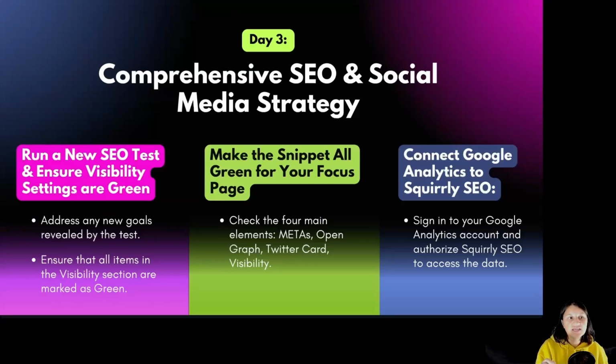Day 3 is about comprehensive SEO and social media strategy. You will have to run a new SEO test to ensure visibility settings are green, address any new goals relevant by this test, ensure that all items in the visibility sections are marked as green. You have to make sure that the snippets are all green for your focus page. This means that you have to check the metas, open graph, Twitter card, and visibility. And if you haven't done so already, you have to connect Google Analytics with Squirrly SEO. Sign in to your Google Analytics account and authorize Squirrly SEO to access the data.